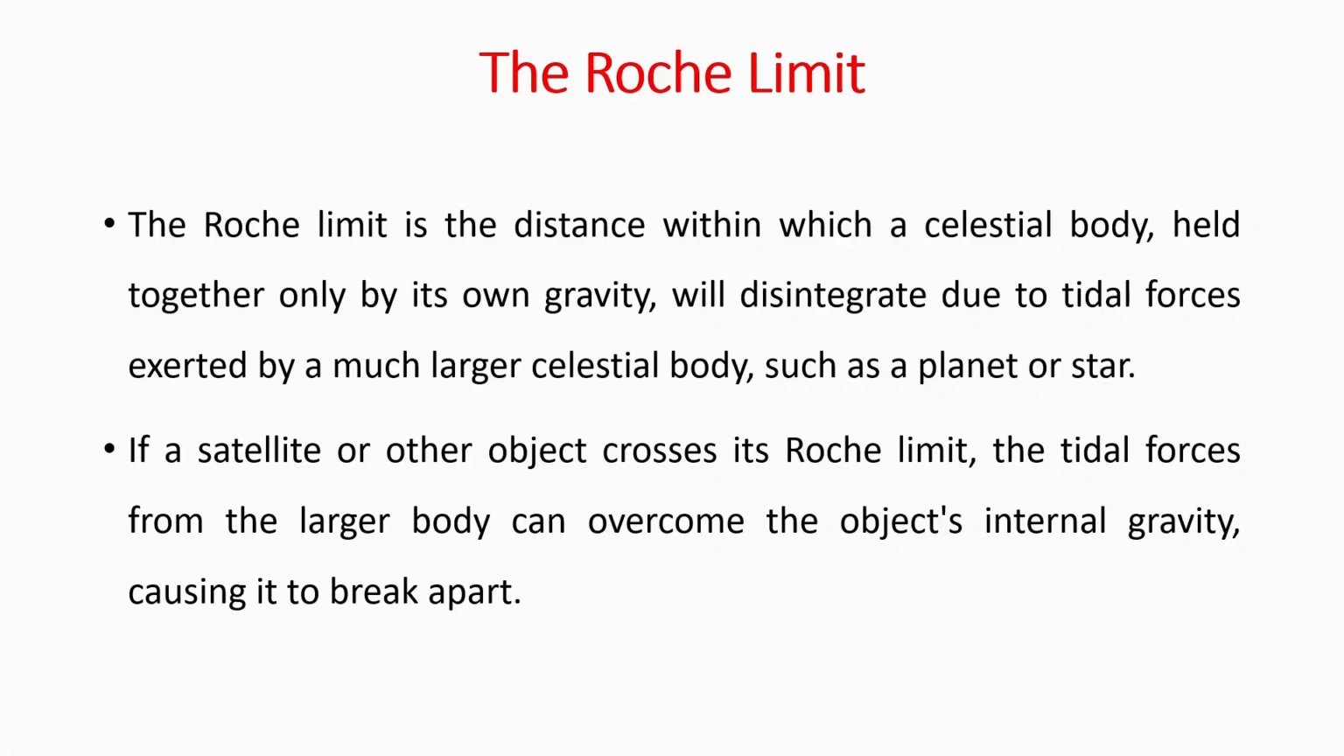So if the distance is beyond the Roche limit, then the gravitational pull of the planet or star, which will be much larger than this particular celestial body, will not be able to disintegrate the celestial body. But if the satellite or any other object crosses the Roche limit, then what will happen?